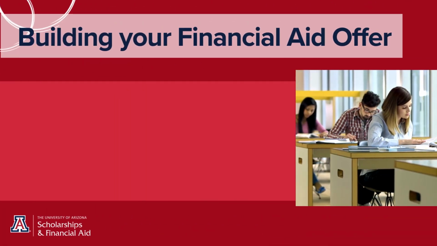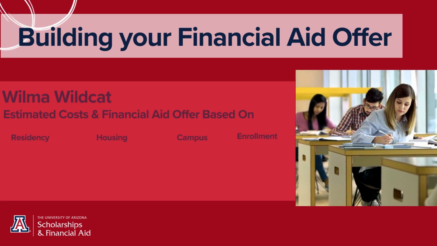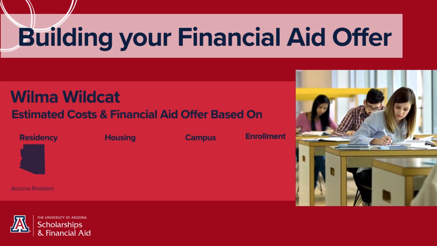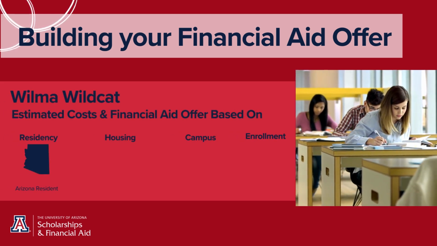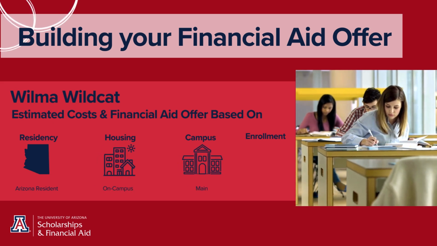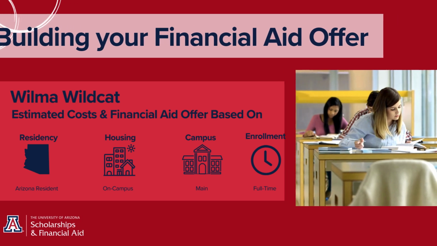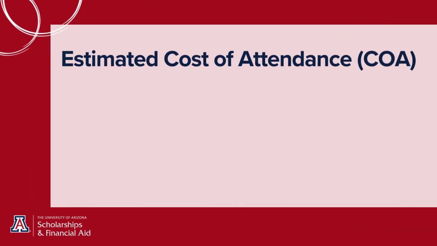To build your financial aid offer, we use what we know or assume about your plans for the academic year. In this example, we know that Wilma Wildcat is an Arizona resident undergraduate student who's planning to live on campus in a dorm. She'll be attending classes on the main campus and will enroll in at least 12 units, otherwise known as full-time student status. Based on this information, we pulled in her estimated cost of attendance, or COA.